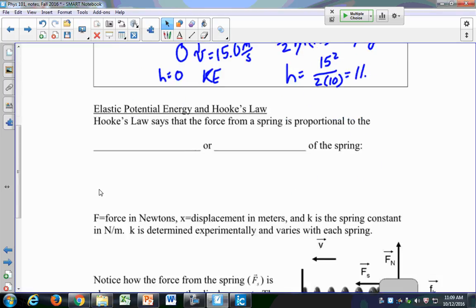So let's look at elastic potential energy and Hooke's law. You guys have probably seen Hooke's law. You might have studied it in chemistry because sometimes Hooke's law is used to model the bonds between atoms or molecules, because sometimes those atoms or molecules will vibrate, and we'll often use Hooke's law to describe how they vibrate because they act in a similar way. But Hooke's law says that the force from a spring is proportional to the displacement or compression of the spring.